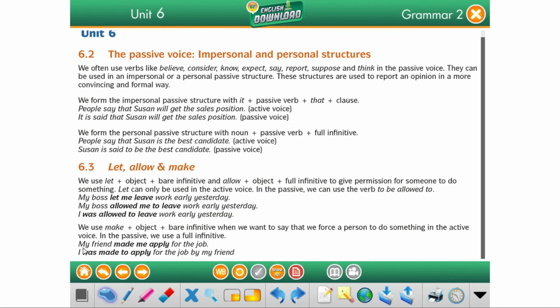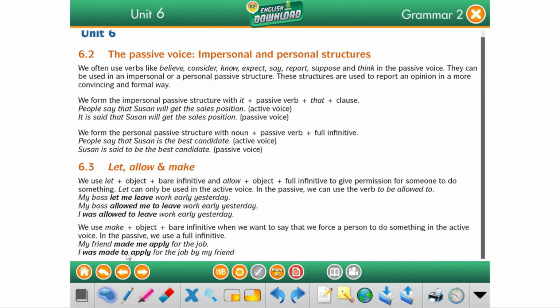Like this. My friend made me apply for the job. That means that this wasn't my intention. Someone else forced me to do it. Maybe I did it by myself, but it wasn't what I wanted. Okay? So this is the active. To make it passive, I say, I was made to apply for the job by my friend. This is in passive voice.